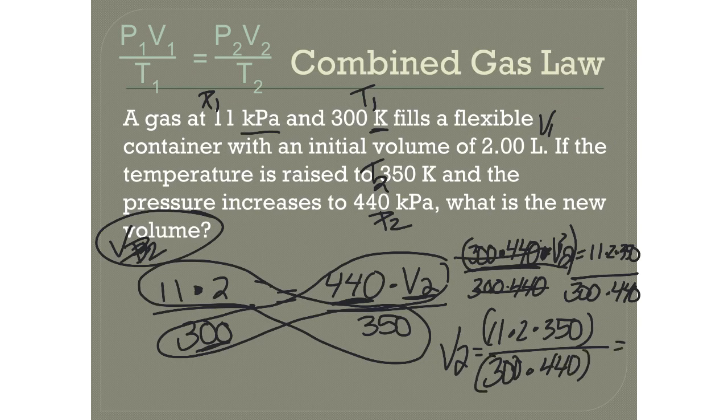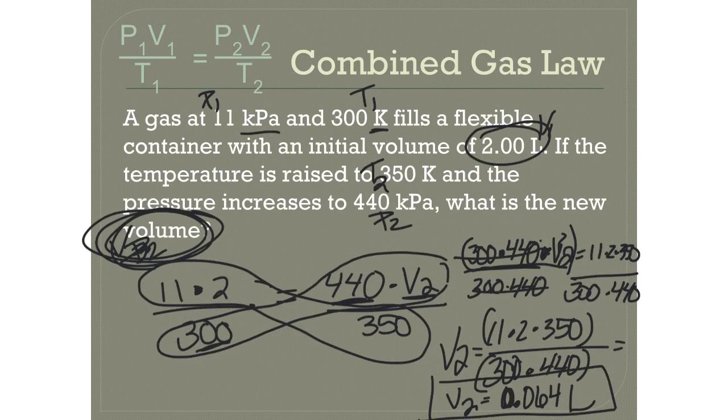And then we're going to plug and chug that all out into our calculators. And V2 is going to be equal to 0.064. That's a 0, believe it or not. And again, when we label it, we've got to look and see what variable we're doing. We are looking for volume. Our original volume was in liters, so this will be in liters. So our final answer is 0.064 liters.